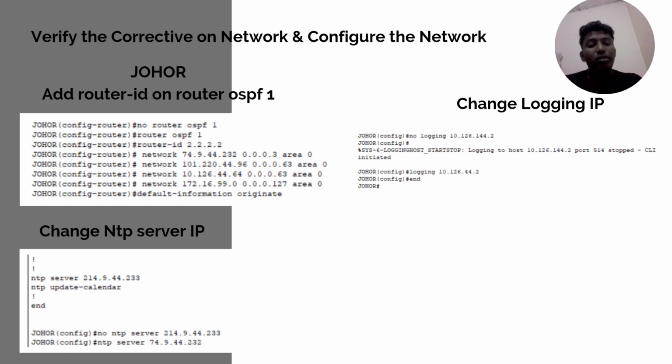So now the NTP configuration is mistakenly wrong. So now we have to set the new NTP server, which is no NTP server 214.9.44.233. So now we set up with the correct NTP IP, which is an NTP server 74.9.44.222.